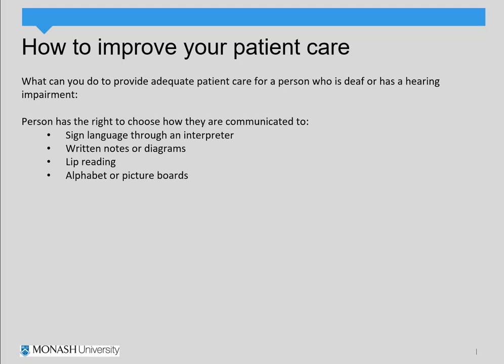We just wrote notes to each other. So I explained in written form and drew a few diagrams about what was going to occur during the examination, and the person was able to ask questions and I was able to answer them. Lip reading is something that some people who have a hearing impairment can do. And there are also other things available within healthcare called alphabet or picture boards.